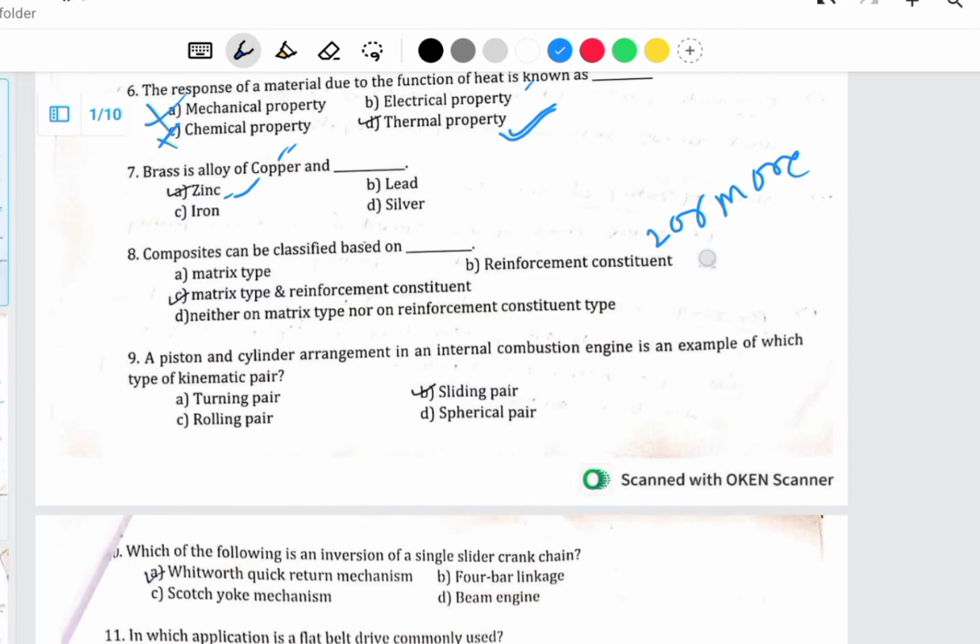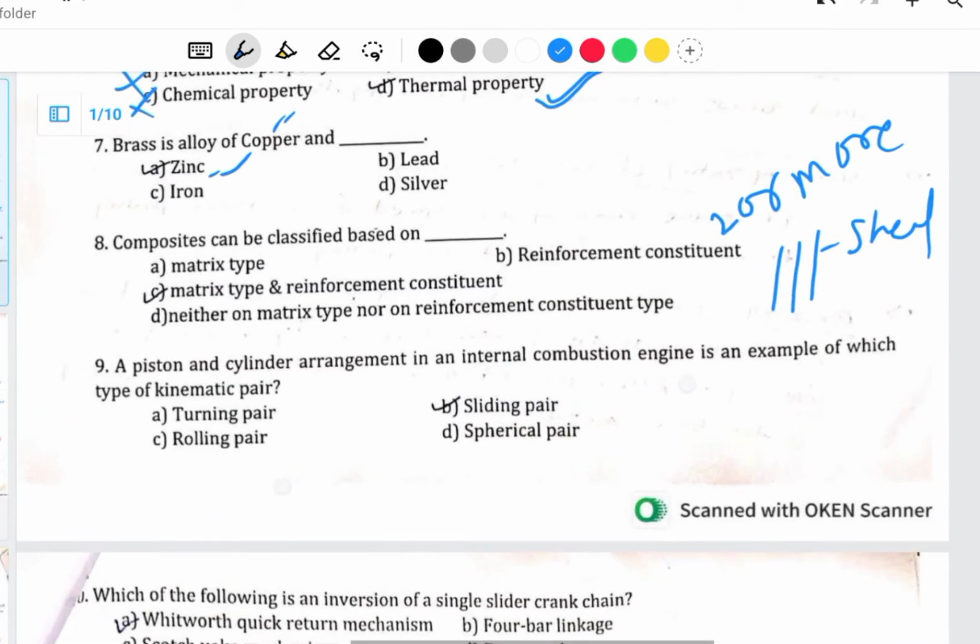So here, as an example, you can consider the concrete column. In the column there will be steel rods, and cement and sand. This complete mixture is added and the column is made. So that's why we call it a composite material. There will be one matrix and one reinforcing material. So the correct answer is that composite materials can be classified on the basis of matrix and reinforcing constituent.